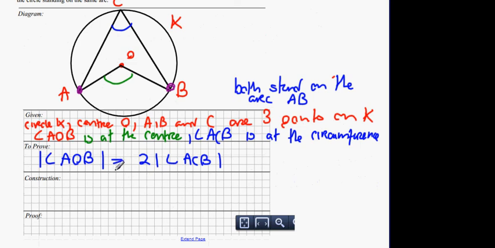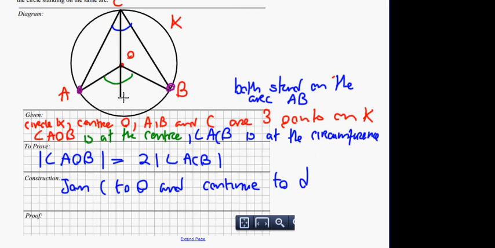Construction. What are we doing next? Join. Now, what we're going to have is, we're going to join C to O and continue to D. So, we're doing this. We're going to continue down to D. Okay?